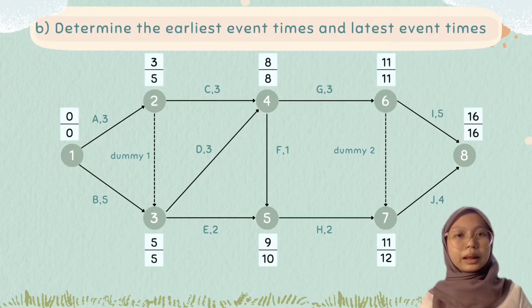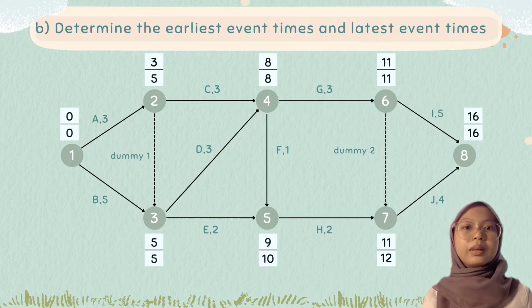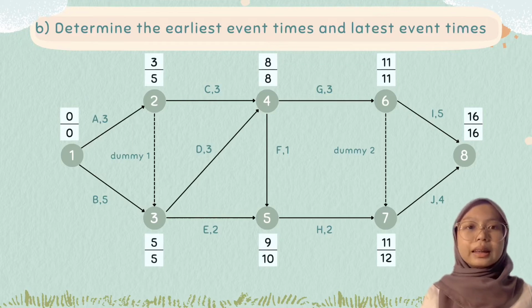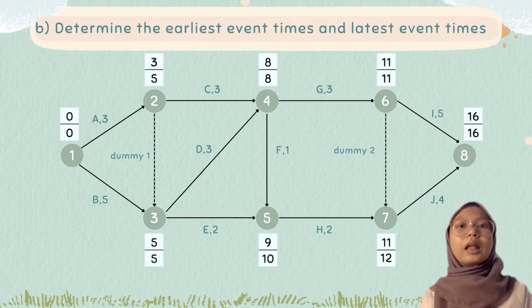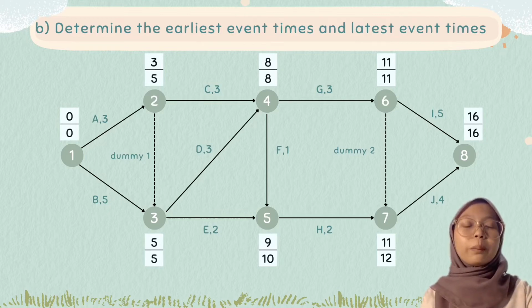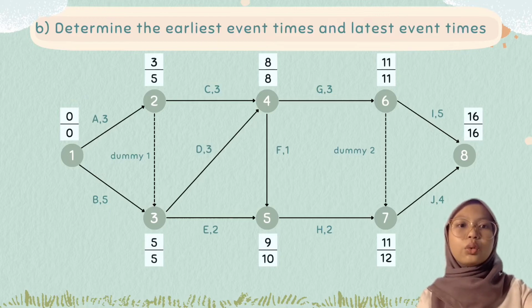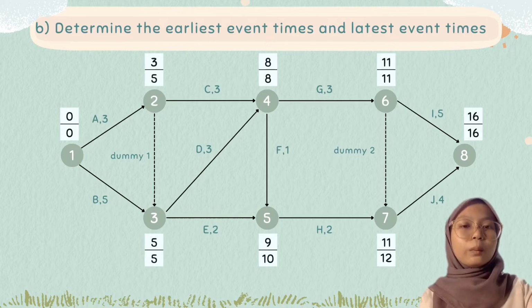Okay, we move to question B. The question is to determine the earliest event time, which is EET, and the latest event time, which is LET. The calculation of EET starts at the first node of the network and moves forwards. The EET of the first node is always 0. To find EET of node 2, we add the EET of node 1 to the duration of activity A, which is 0 plus 3 equals 3. So the EET of node 2 is 3.